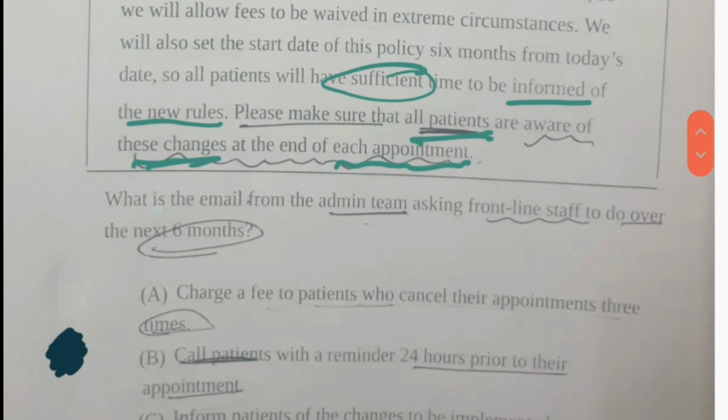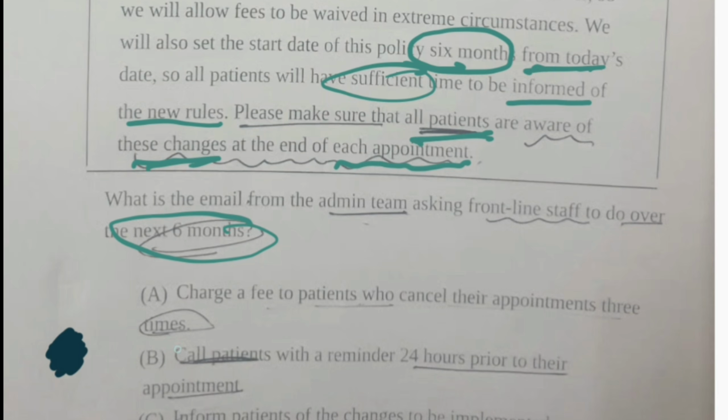Now, you go back and read the question again. What's the email from the admin team asking frontline staff to do over the next 6 months? So next 6 months, 6 months from today is next 6 months. Okay, so what are they asking the frontline staff to do? Well, are they asking to charge a fee? I don't see there's anything related to fee here, so this one is eliminated. Call patients with a reminder 24 hours prior to their appointment. Is anything like that written here? No, I don't find it.